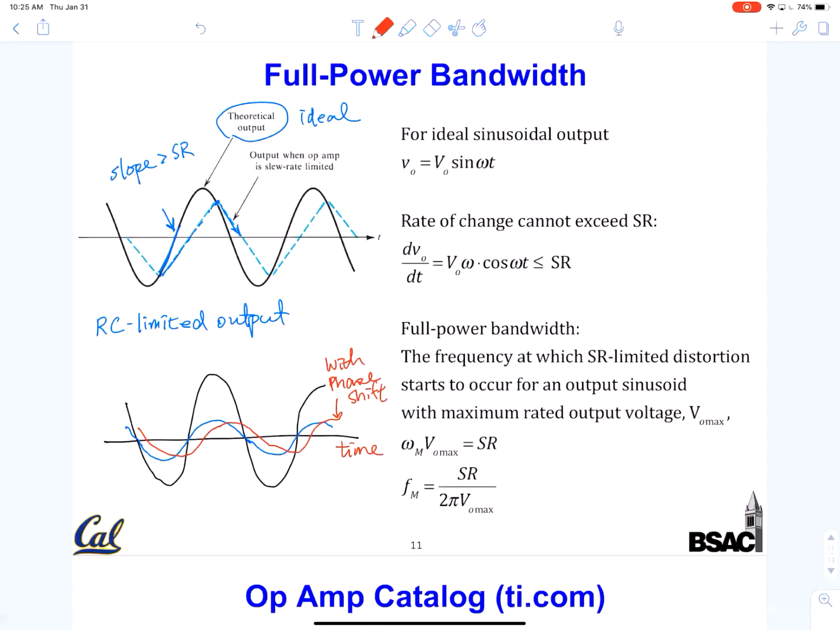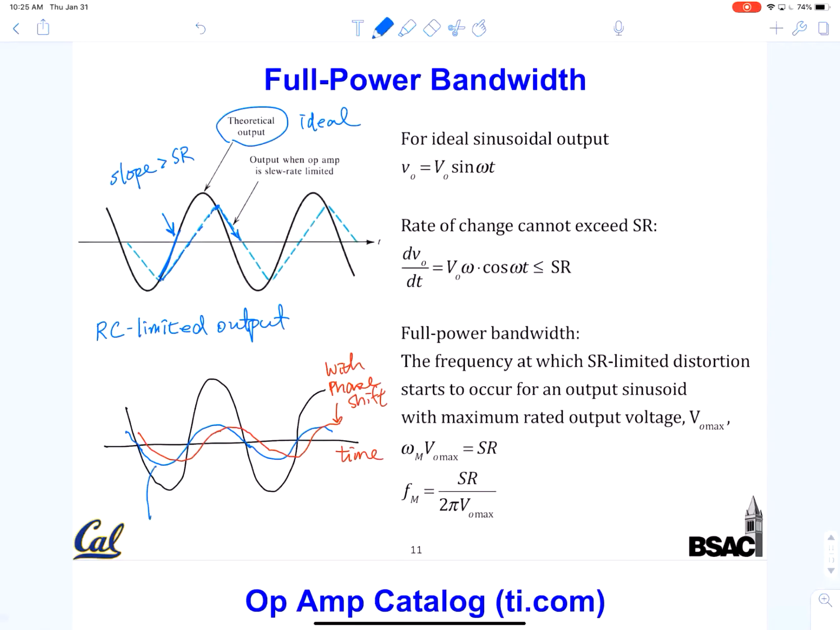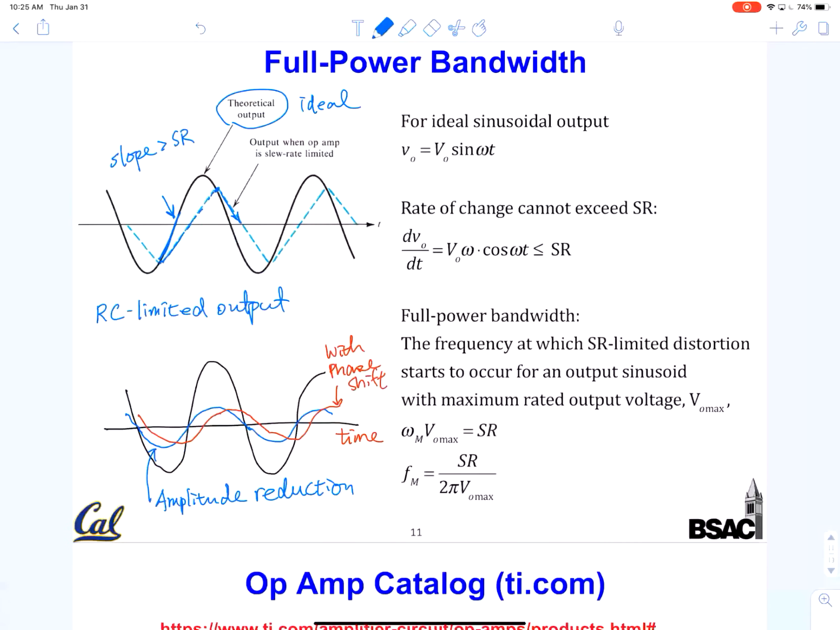And the blue is with attenuation. This is with basically amplitude reduction. So by simply looking at it, you can tell what you are limited by, okay?